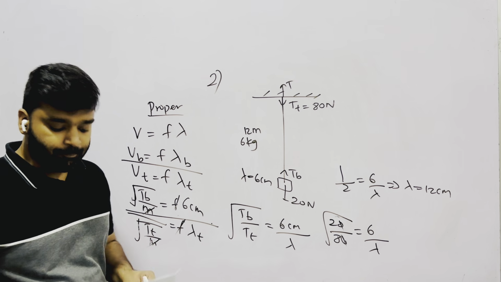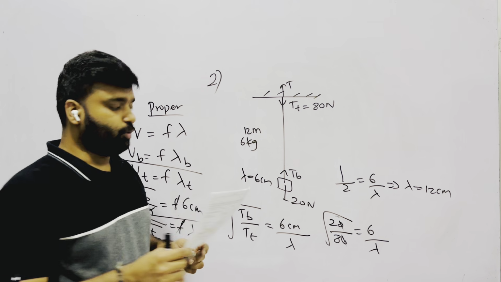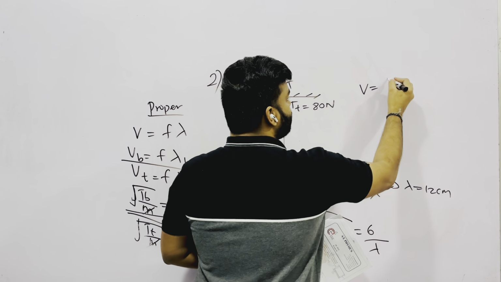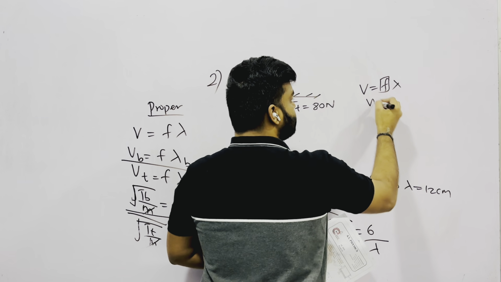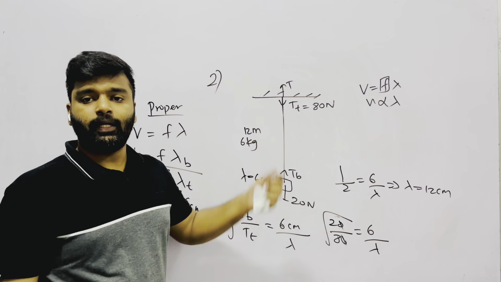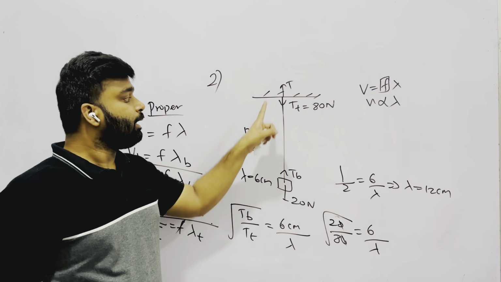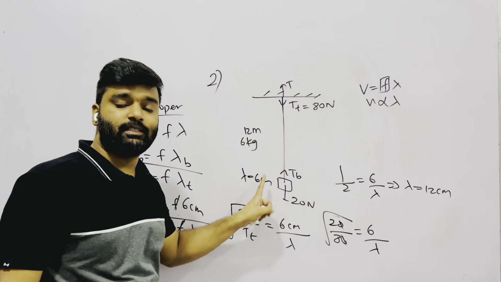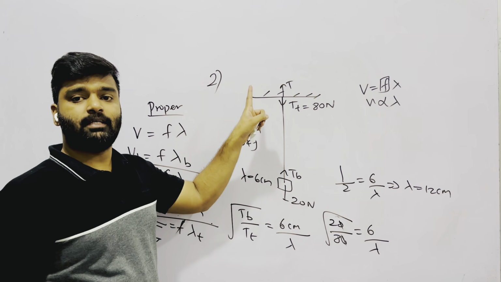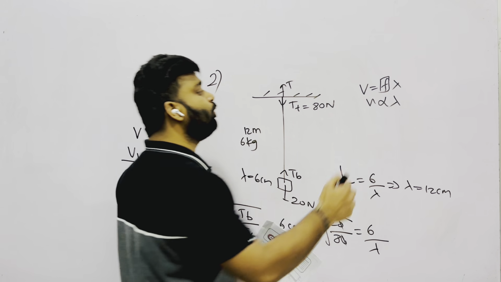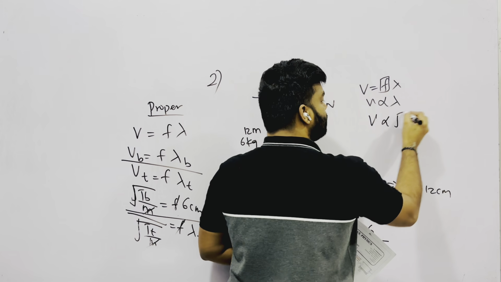This is a proper way. You can do it in a short way also. V is equal to F lambda. F is the same in both instances. Therefore, V is proportional to lambda. You know the equation V is equal to root of T over m. m is the same because it's a uniform wire. Therefore, V is proportional to root of T.